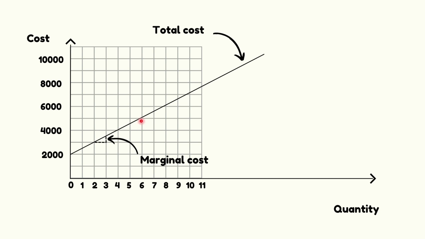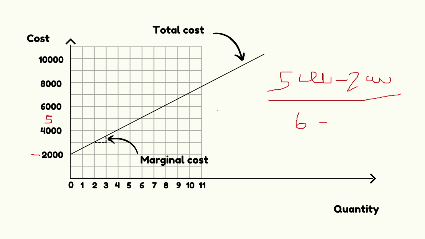Here we can find the marginal cost as we go up. Here the total cost curve will intersect. Now we can go parallel to the x-axis. It is between 4000 and 6000. It will be 5000. What we can do here is, this is 5000 and we can calculate, and remember this starts from 2000. So 5000 minus 2000 divided by 6 minus 0.